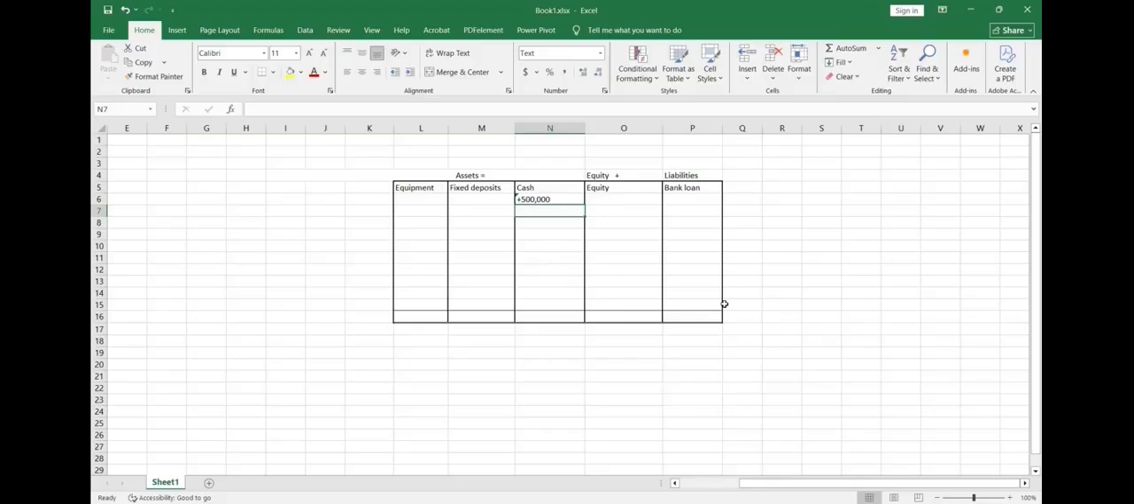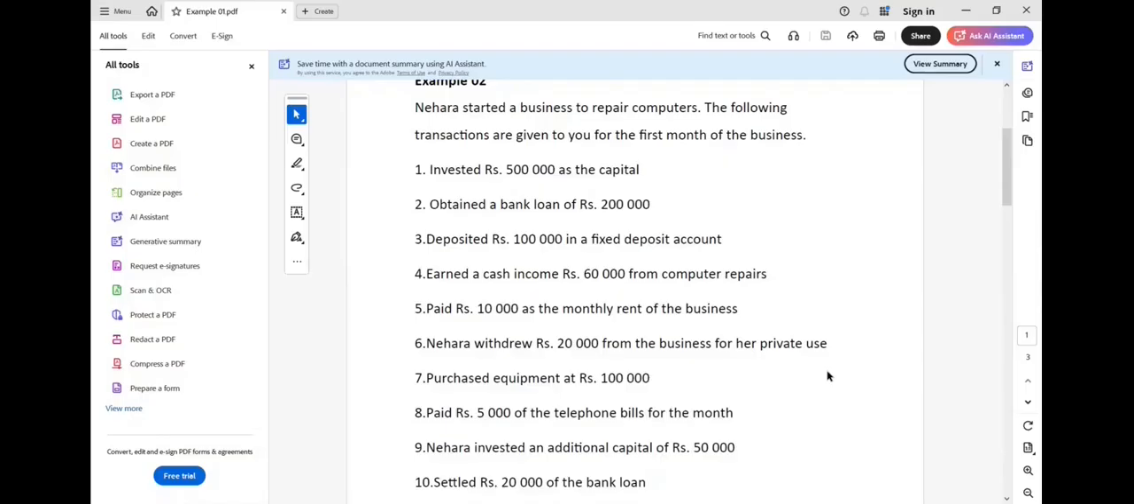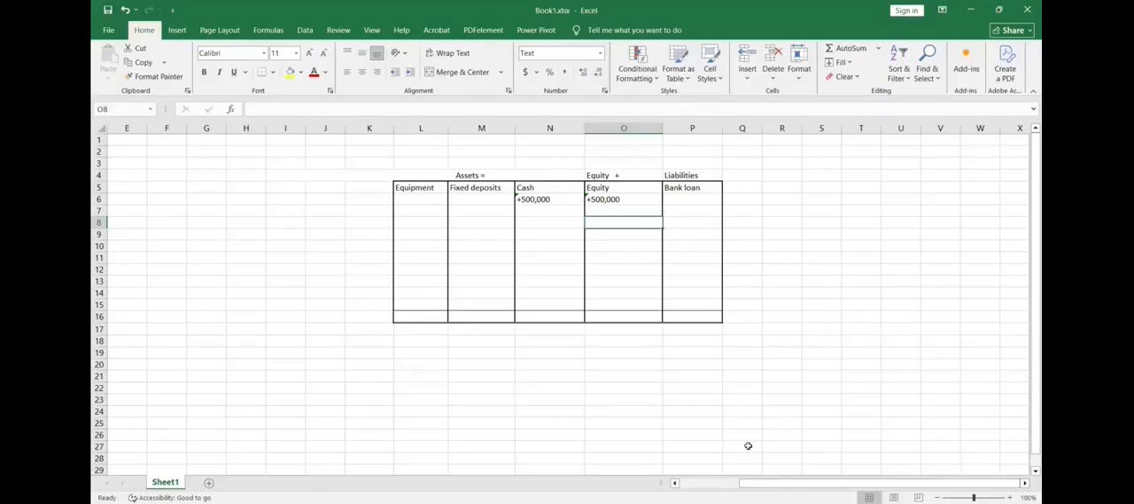Now here cash increases by 500,000. This is Nehara's money. It means the owner's money. We should write it in the equity column plus 500,000. The second transaction: obtained a bank loan of 200,000 rupees. Now from this transaction, Nehara received money. What is the amount? 200,000. So cash should be increased by 200,000. This is a bank loan. This is a liability. Therefore, liability should be increased by 200,000.